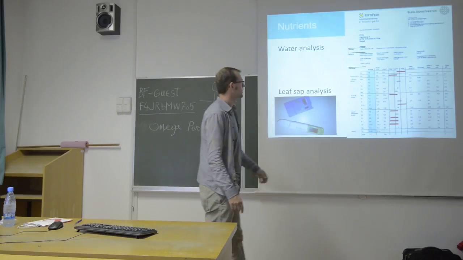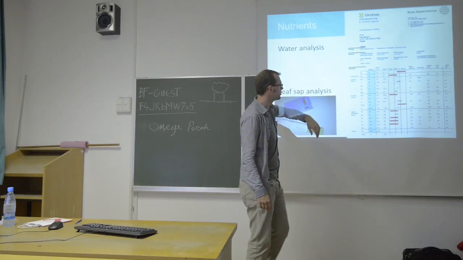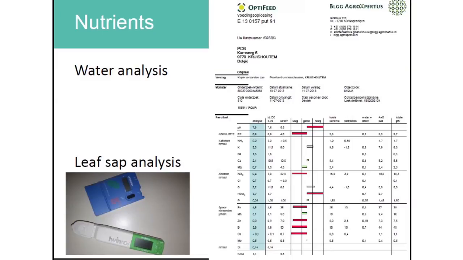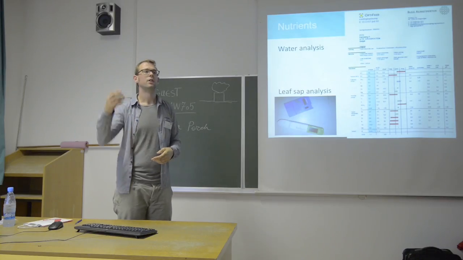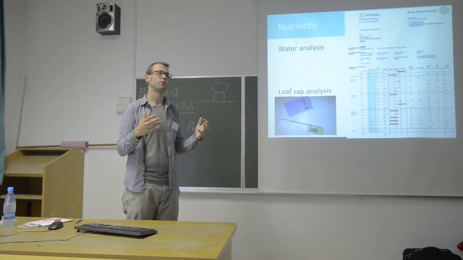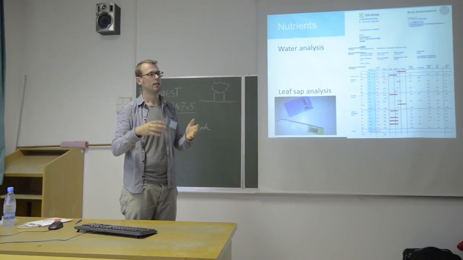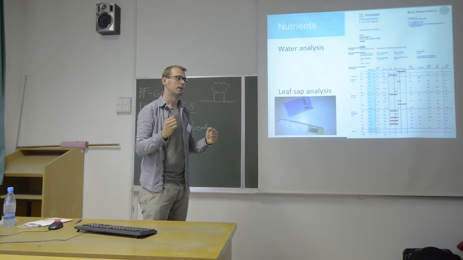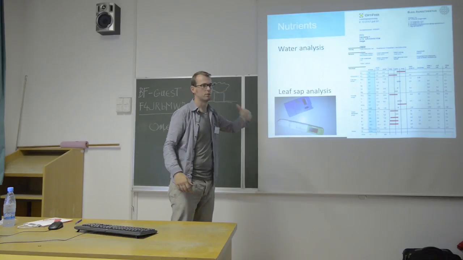An example of a chemical analysis of the nutrient solution, so all the elements that are needed are in there. A different thing that we often do in our research station is look at the leaf sap to see what's in there. We have analyzers for nitrate and for potassium levels, and that gives you a good idea of what the plant can take up and can use for growth at that moment, because it's not because certain elements are present near the roots that they also can be taken up. This gives you a good insight.